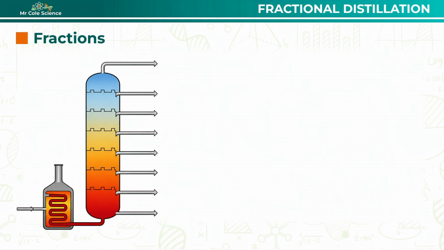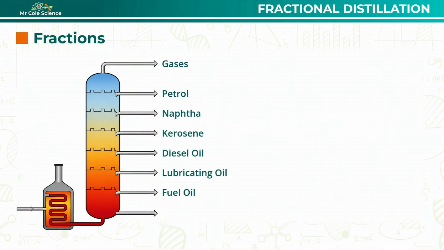Starting at the top of the fractionating column, where the temperature is lowest, we find the fractions with the lowest boiling points. These contain the smallest hydrocarbon molecules and include gases and petrol. Moving further down the column, we then find fractions such as kerosene, which is commonly used as aviation fuel, followed by diesel and fuel oil. Finally, right at the bottom of the column, where the temperature is highest, we find the fraction containing the largest hydrocarbon molecules. This contains bitumen, which is commonly used in road surfacing and roofing.